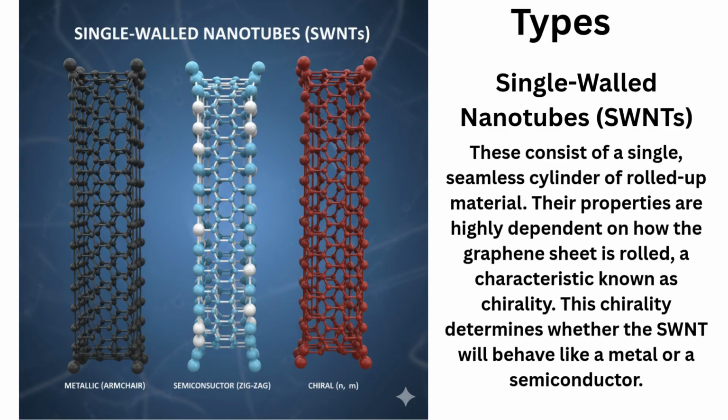Types. Nanotubes are primarily classified based on the number of layers, or walls, they have. Single-walled nanotubes, SWNTs. These consist of a single, seamless cylinder of rolled-up material. Their properties are highly dependent on how the graphene sheet is rolled, a characteristic known as chirality. This chirality determines whether the SWNT will behave like a metal or a semiconductor.